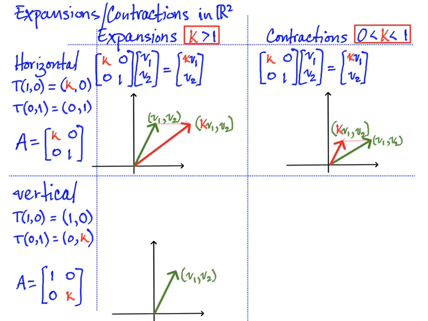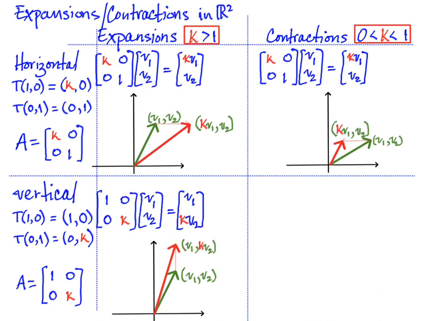And the same thing for vertical expansions and contractions. So let's look at a vertical expansion. K is greater than 1. When we multiply v1, v2 by this matrix, we're just changing the vertical component. The horizontal component remains v1. The vertical component is changed to k times v2, where k is greater than 1. So the new vector is taller, but its horizontal component stays the same. So the new vector looks like that.